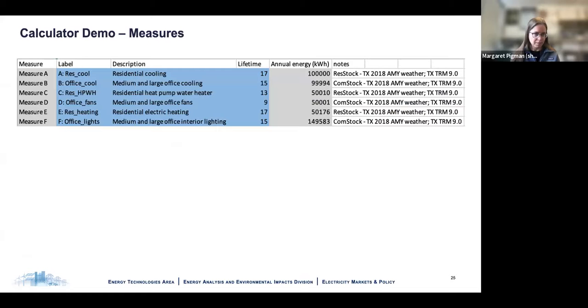Next slide, please. And then the final input screen is about defining the measures that you want to use, and then the measure lifetime. Next slide, please.